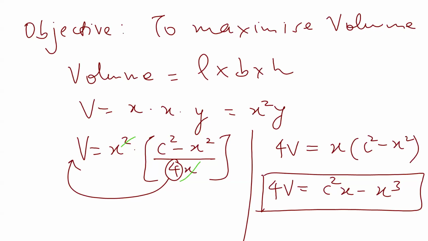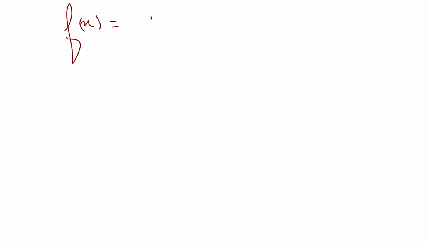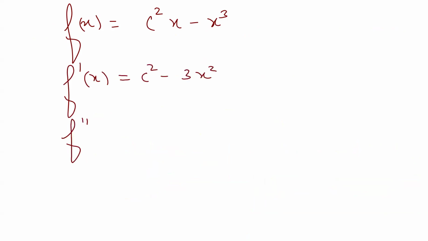Now f of x is equal to c square x minus x cube. f dash x is equal to c square minus 3x square. f double dash x will be minus 6x. This is our standard procedure.